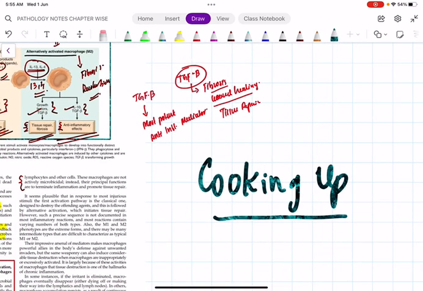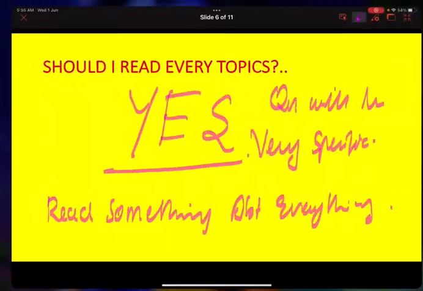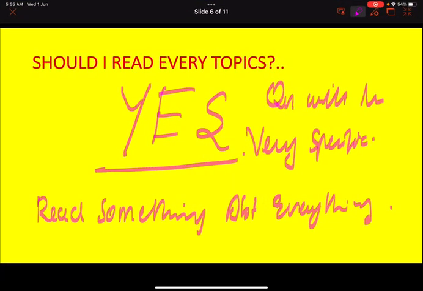It's not like the previous years. I'm repeating again and again. Please try to read every point. Should I read every topic? The answer is a big yes. You should read something about everything. When somebody asks you outcomes, you should know at least the 4 points, and you can further elaborate with your skills to fill up the pages.